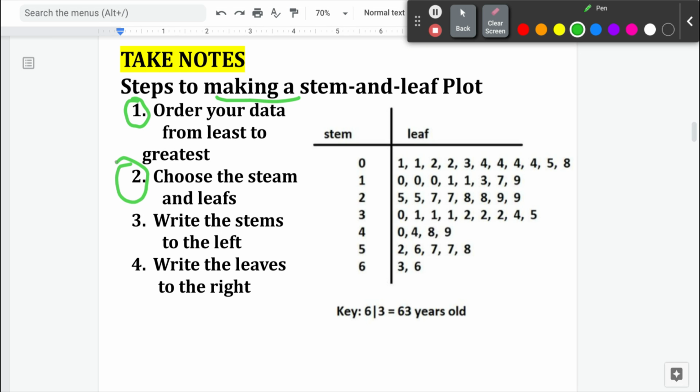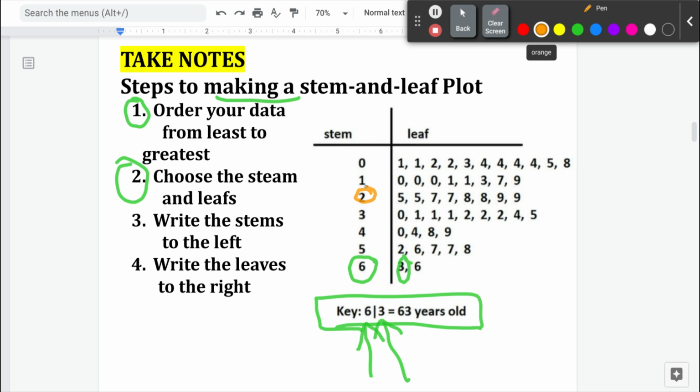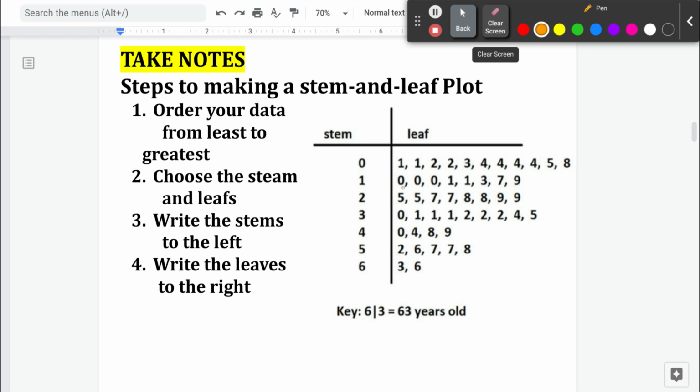Next, you're going to choose the stems and the leaves. And we can find that by this key down here. So the stem, for example, is 6, and the leaf would be 3. So we would have 63. So what that means is if my stem was 2 and the number over to the left was 5, that's 25. Or if I have a 4 and a 9, 49. So the big part here is choosing how am I going to break that data up? Fill in your stems and fill in your leaves. There's your stem and leaf plot.